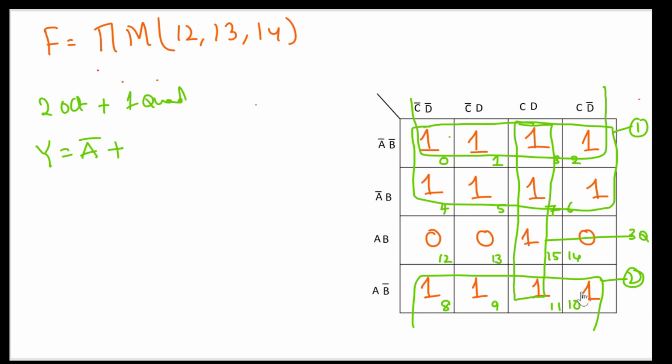Similarly, if you take this and this, same thing, C bar and D bar are getting complemented, so you can eliminate C and D. You end up with A bar B bar and A B bar, in which A is getting complemented, so you get B bar. If you take the quad in this direction, A bar and B bar are getting complemented, so you can eliminate A and B, and you end up with only C D. So this is how you can write the expression for the given logic function in SOP form.